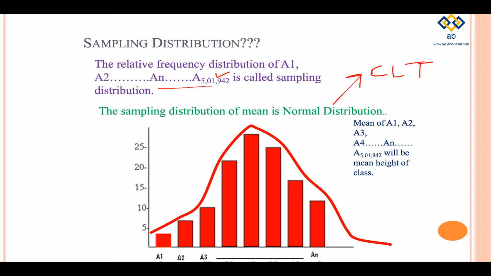Which distribution? Sampling distribution. So the sampling distribution is a normal distribution by the central limit theorem, right? So now what we are saying is that whatever distribution we have got of the means, because these A1, A2 are means, this is actually a normal distribution. Now this is what I have been telling you time and again, that you need to know what a normal distribution is to understand Six Sigma.